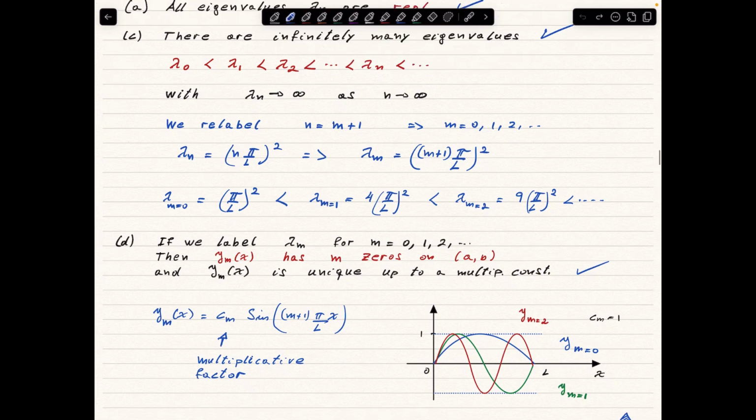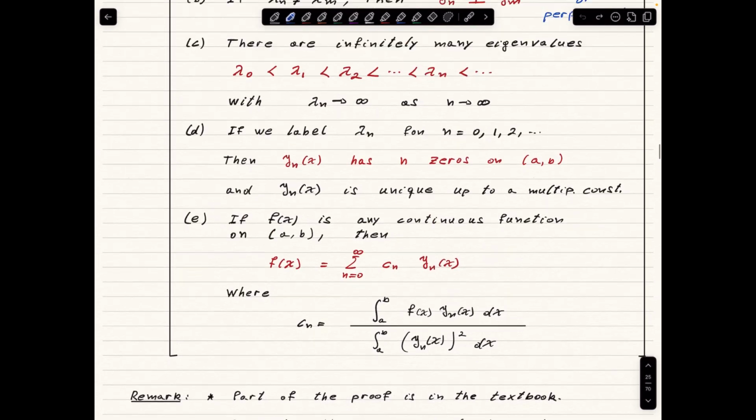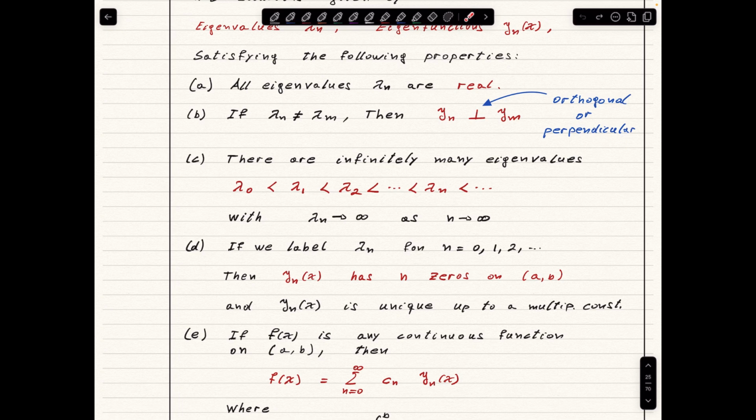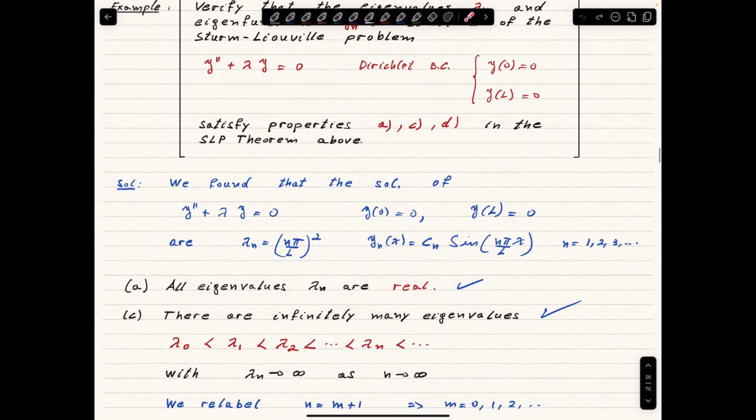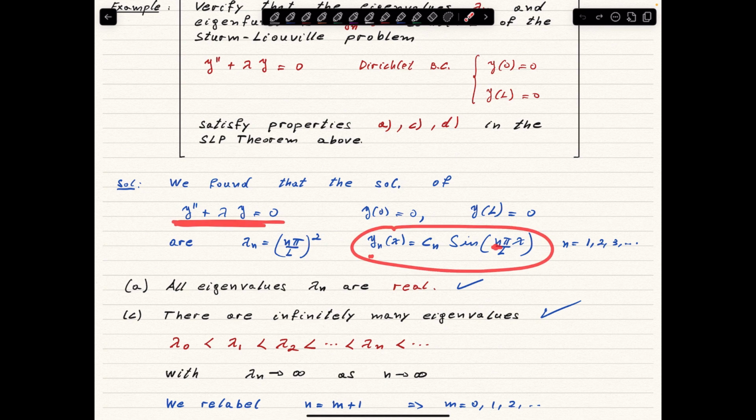In the rest of this video, we are going to focus on property B of the solutions of the eigenfunction problem for Sturm-Liouville operators. If we have two different eigenvalues, the corresponding eigenfunctions are orthogonal or perpendicular. So in the case of this Sturm-Liouville problem, what this property says is that two sine functions with different values of the label n are perpendicular.